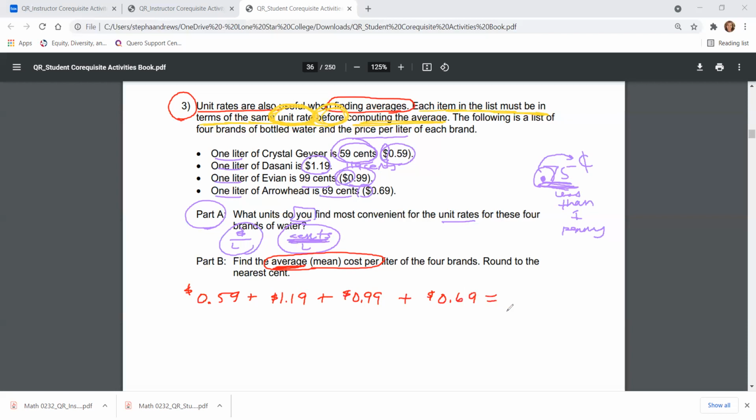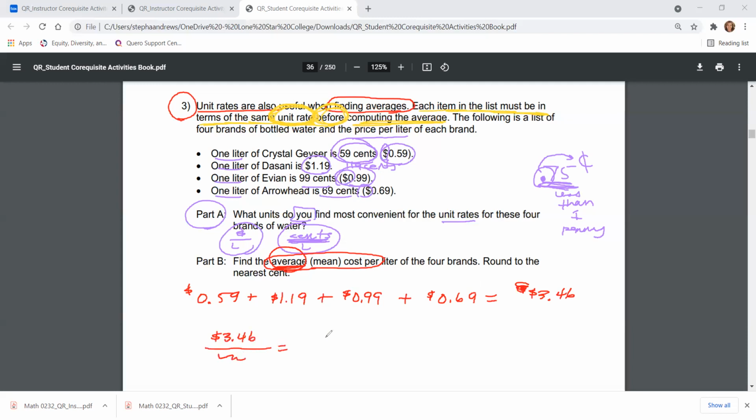So grabbing calculator, I'm going to add all of these up. Cut the calculator on: 0.59 plus 1.19 plus 0.99 plus 0.69, and I get $3.46. Okay, but they want an average. So I've added them all up, and now an average means you divide by the N.